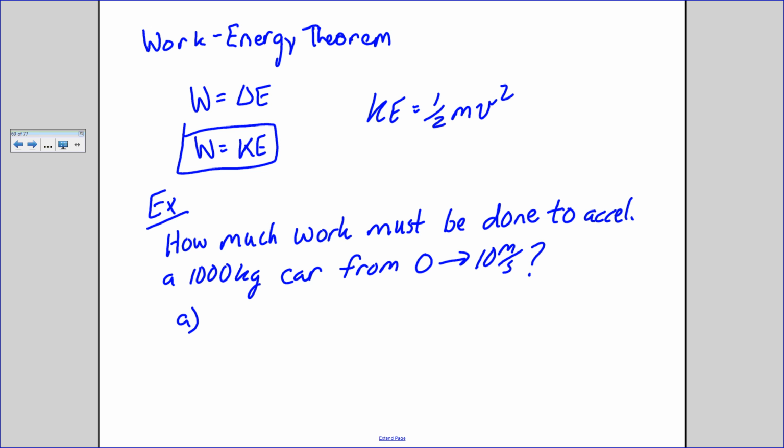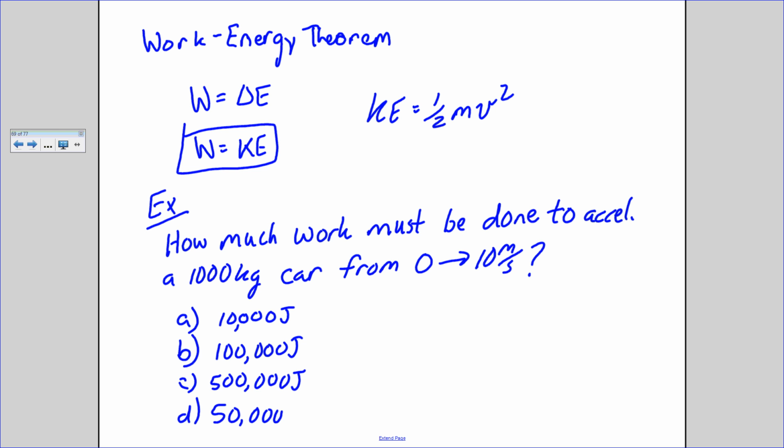I'll give you these options. 10,000 joules, 100,000 joules, 500,000 joules, or 50,000 joules. Which is it?